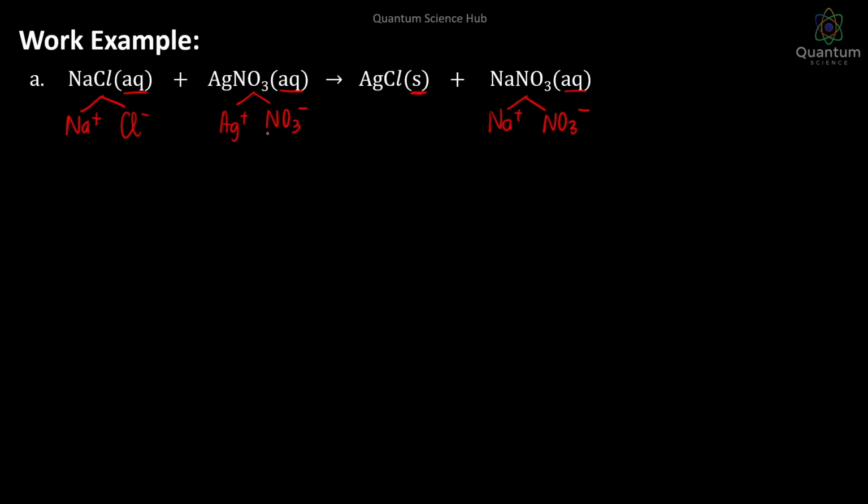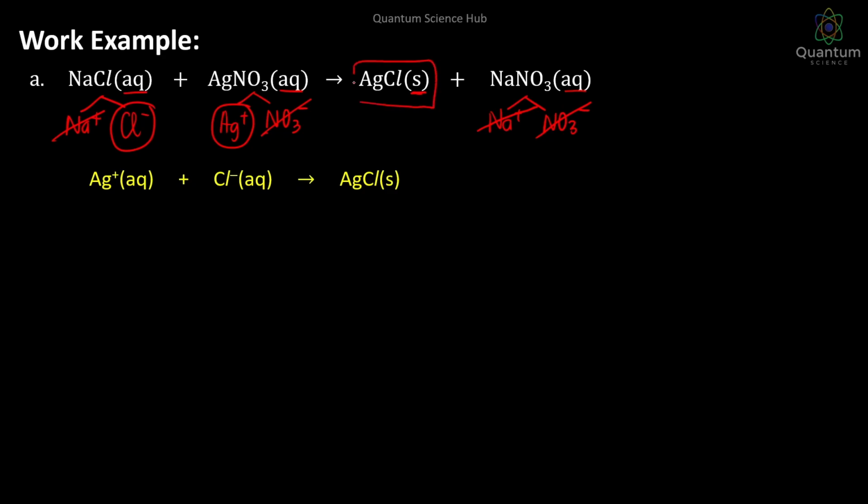Then we cancel the ions that exist on both the left and right side. NO3- exists on the left and NO3- exists on the right. Na+ is also on both sides. So at the end, you will have Cl- and Ag+. The final answer is Ag+(aq) + Cl-(aq) → AgCl(s).